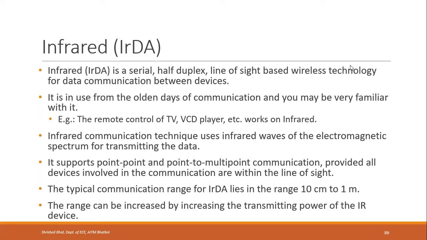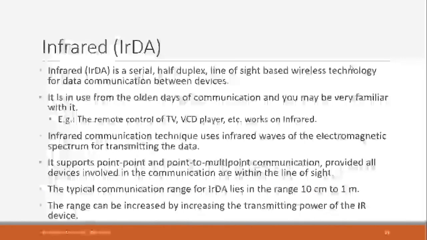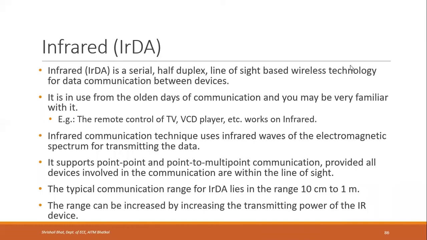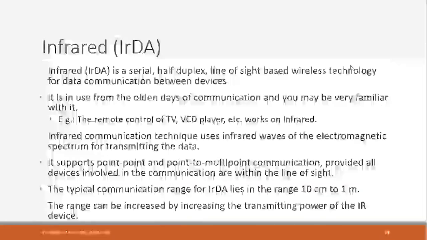So it supports point to point or point to multi-point communication. That means from one point to another point or one point to multiple points at the same time, provided that all the devices are within the line of sight, with no obstacles in between. Normally, the range of communication for infrared is from 10 centimeters to 1 meter. It can be more depending on the version we are using. The range can be increased by increasing the transmitting power of the IR device.